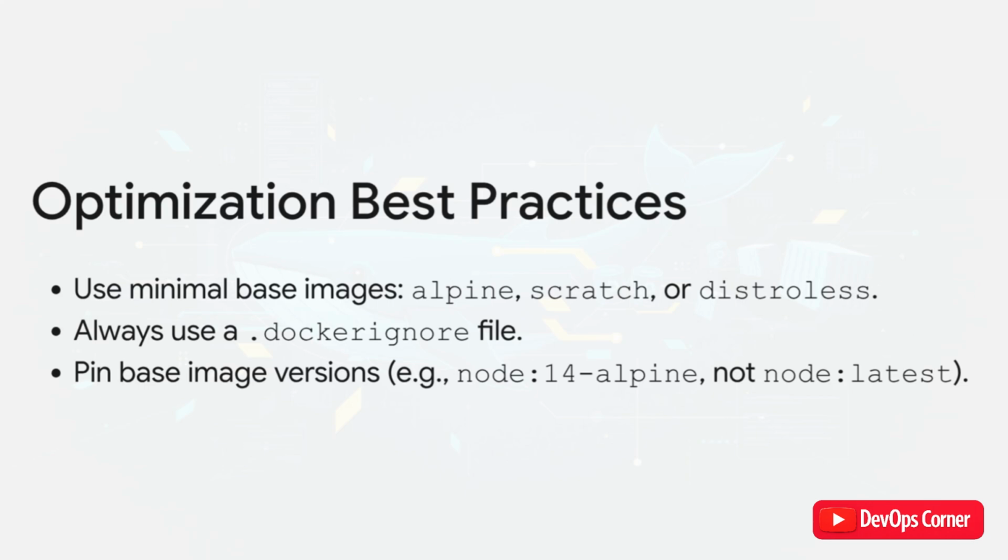Second, you have to use a .dockerignore file. This stops things like your .git folder or local build files from ever getting into the build context in the first place. And finally, please pin your base image versions. Using something like node:14-alpine is way more predictable and secure than just grabbing node:latest.